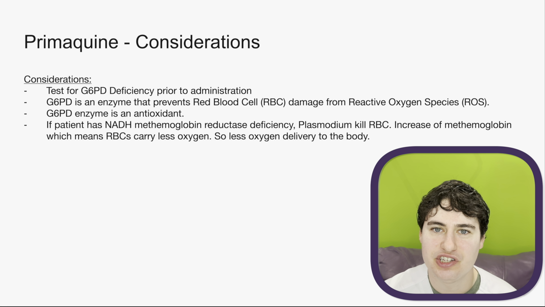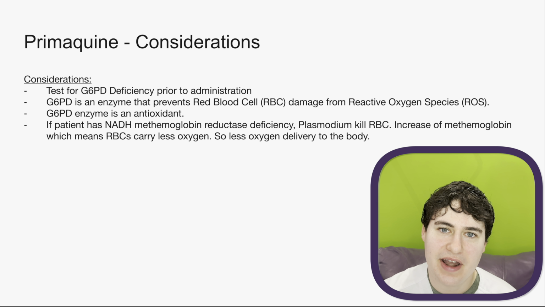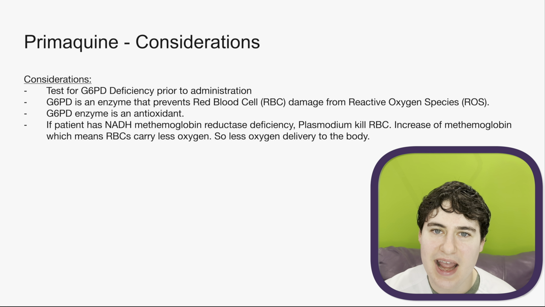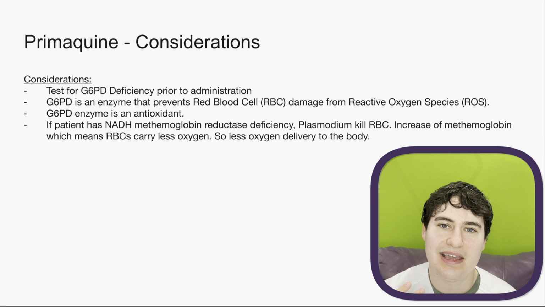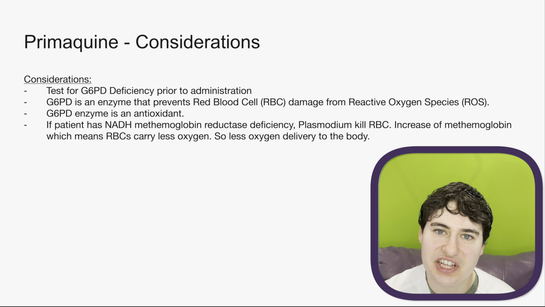So patients who have this disease will often have bluer nails and bluer mucosa, like in the mouth and other areas, because they're getting less oxygen. It's harder to bring the oxygen to the rest of the body. So again, that's not a contraindication, just something that we want to be monitoring when prescribing Primaquine.